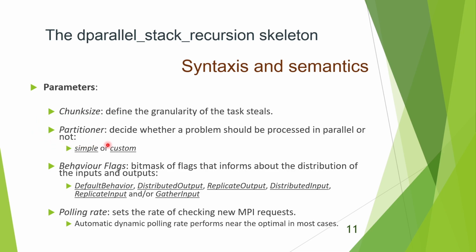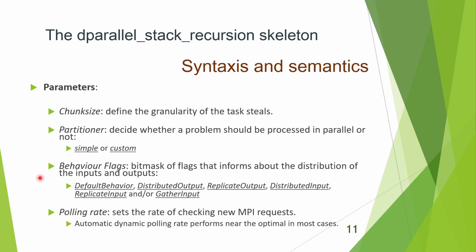The partitioner allows the skeleton to decide when a problem should be processed in parallel or sequentially. The simple partitioner, which is the default, executes all problems in parallel. The custom partitioner allows the user to implement a custom function that is executed for every problem and decides whether the problem should be processed in parallel or not. This can be useful to reduce the overhead of continually creating tasks when these tasks are very fine-grained. Finally, the behavior flags are a bitmap of flags that inform about the distribution of the input and output problem.